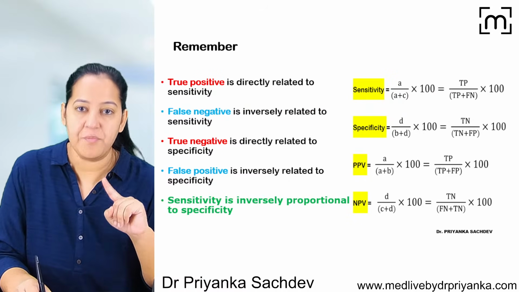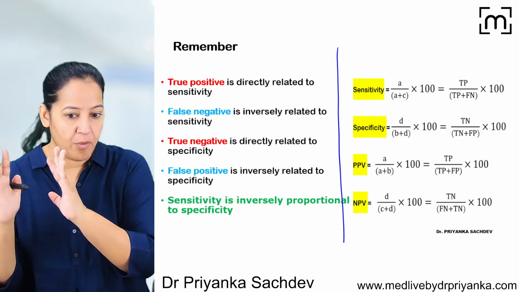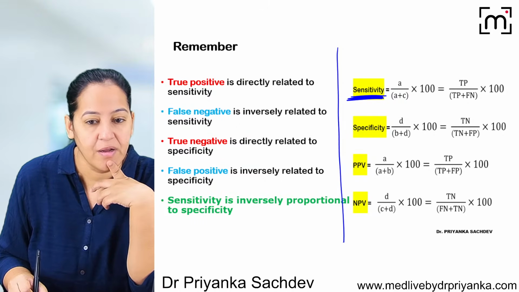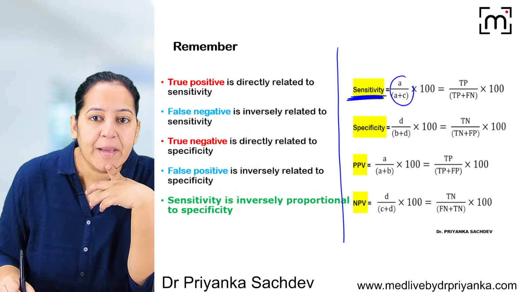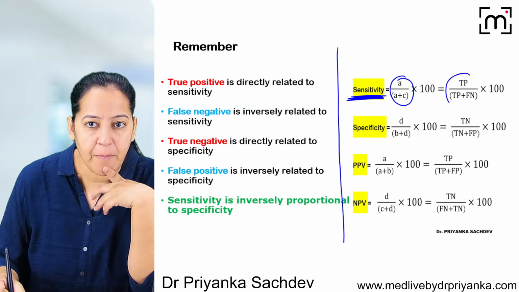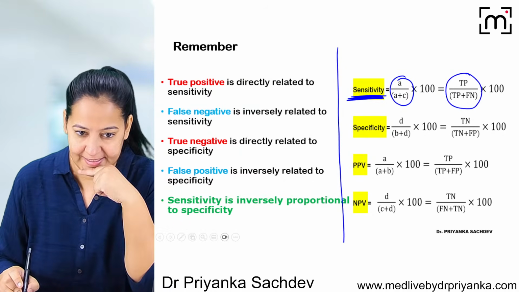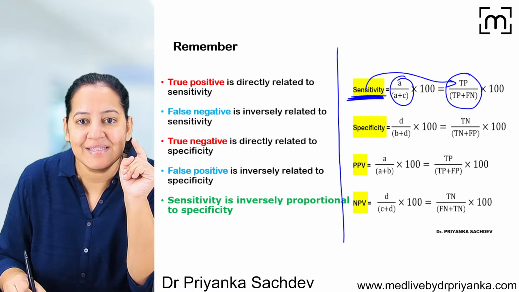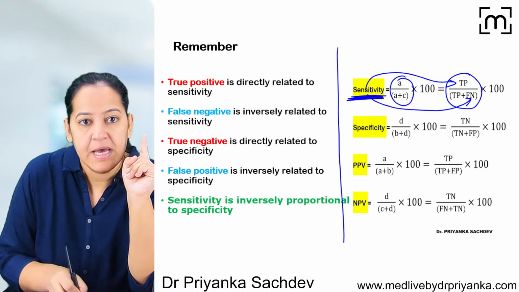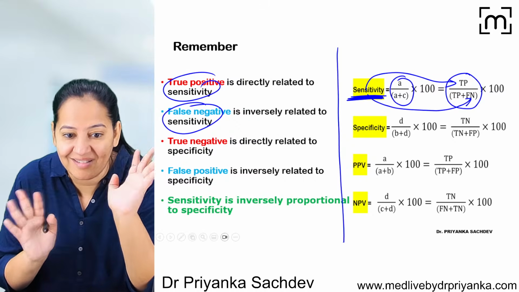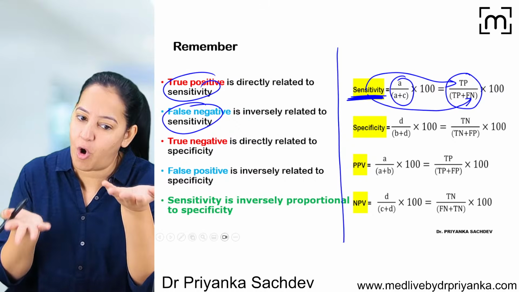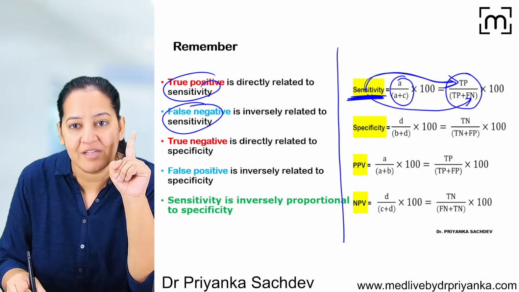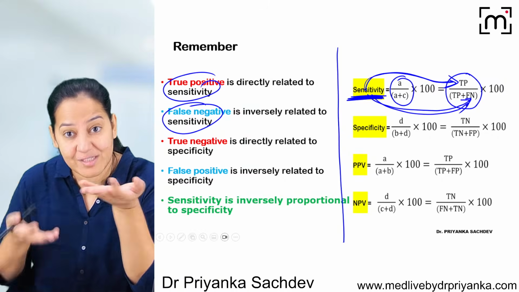Now, one more thing on which you get numericals. Please understand it from the formulas. If you know the formulas, many things are clear. See the formula of sensitivity: A upon A plus C, I mean, true positive upon true positive plus false negative. You know what A is, what C is. So can I say sensitivity is directly proportional to true positive? Yes. And inversely proportional to false negative? Yes. Don't learn it. See it in the formula, and in the MCQ options you can always correlate. Don't mug it up. It's obvious in the formula.